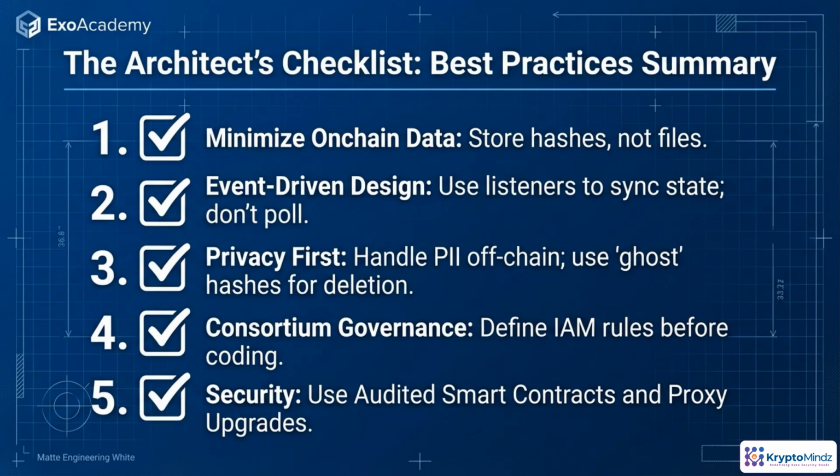Fourth, lock in consortium governance early. Define IAM roles, node policies, and who can deploy what before you write code. Finally, security. Standardize on audited contracts, use proxy upgrade patterns, and assume every public interface will eventually be abused.